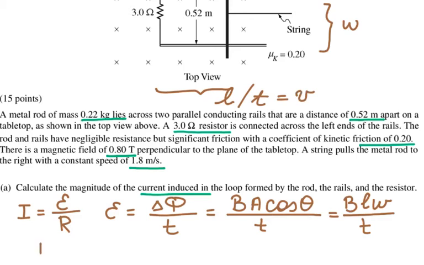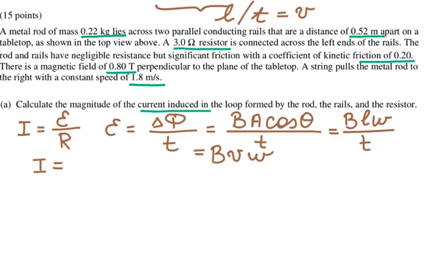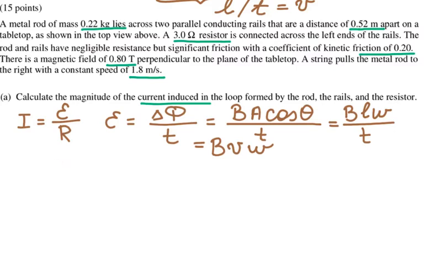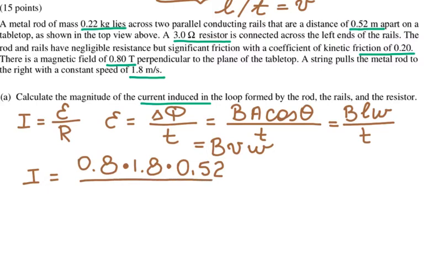So your EMF is equal to B, V, and the W, the width. Now if I plug in the numbers: the magnetic field is 0.8, the velocity is 1.8, and the width is 0.52, that's how far the rails are apart from each other. I don't have to write the time anymore, since the time is already gone with L over T giving me velocity.